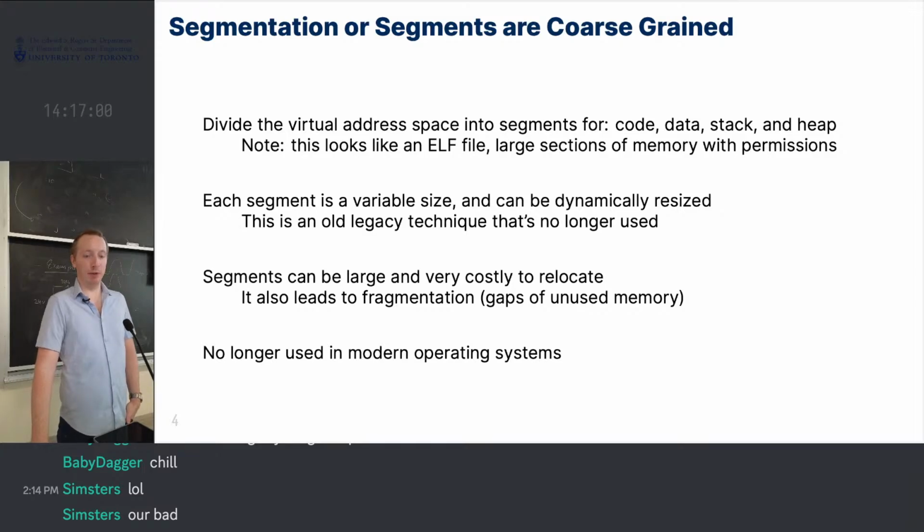Mostly, the major one is that they are very large and costly to relocate. There are only 4 segments, so if I want to try sharing memory between processes, it becomes really, really difficult. You might have to move a bunch of memory around in physical memory, which is not very good.